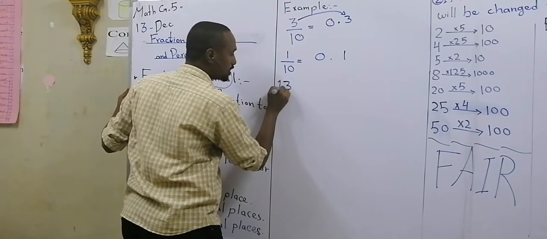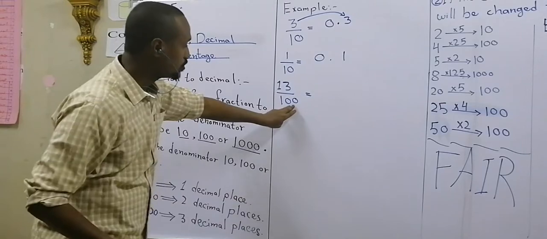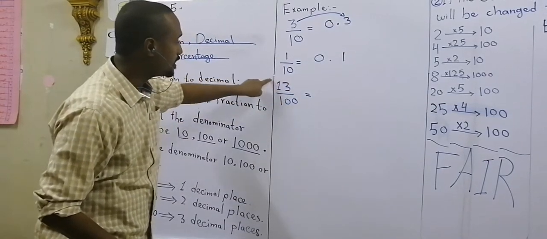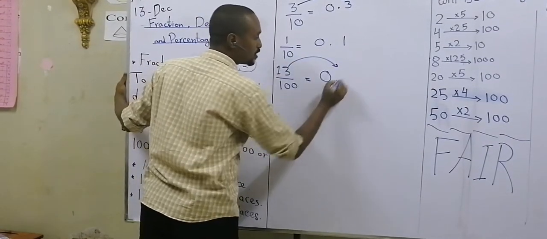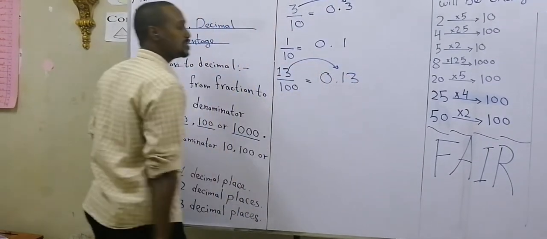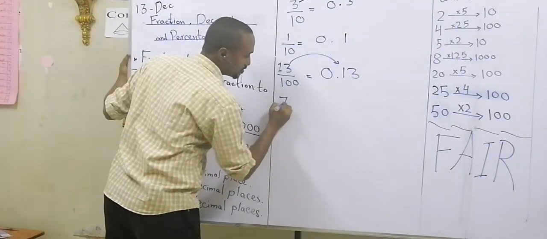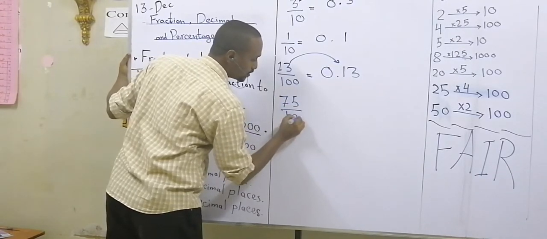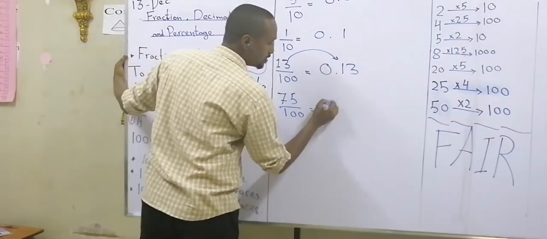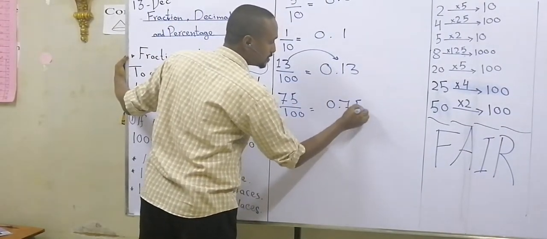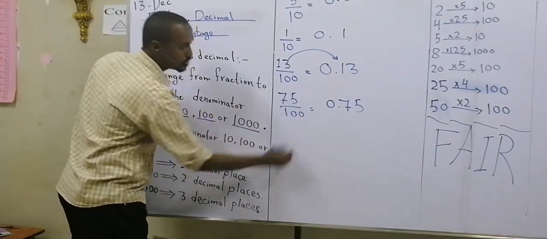The last example about this: let's have, for example, 13 over 100. So, 2 zeros, that means 2 decimal places. The number here is 13. So, it will be 0 point. I'm going to put the same numerator, which is 13. So, it will be 0.13. Another example, 75 over 100. So 2 zeros, 2 decimal places, 75, the same thing. 0.75.